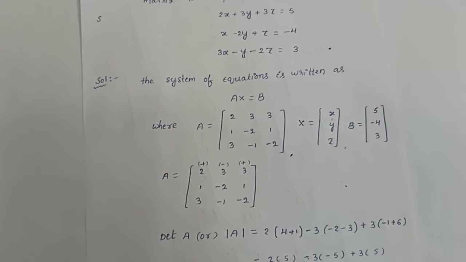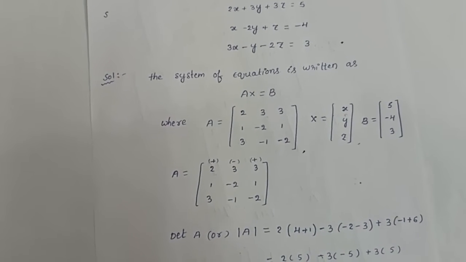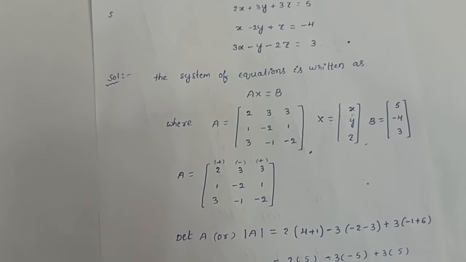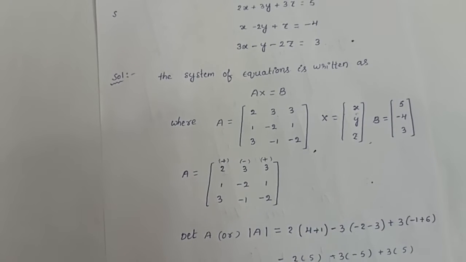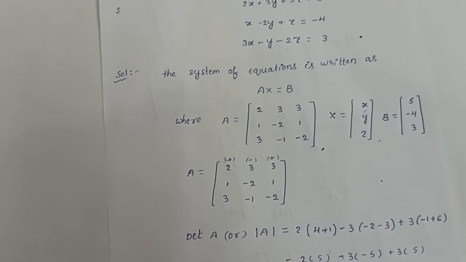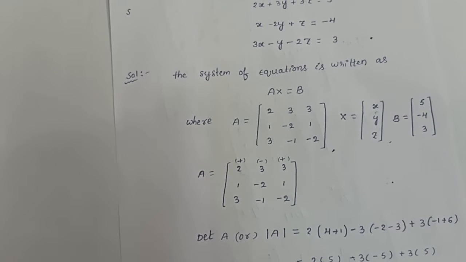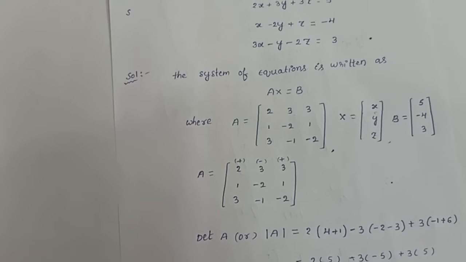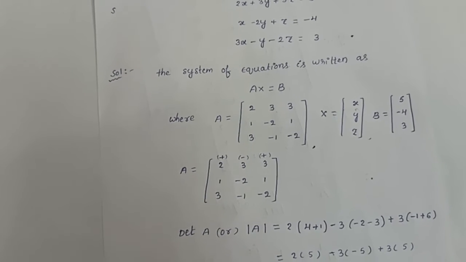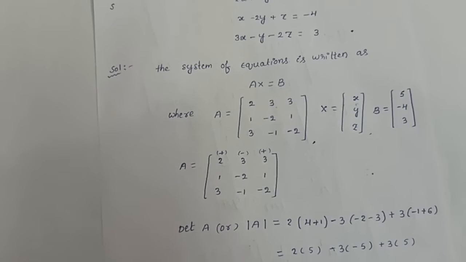Here finding det A. Det A equal to, here plus minus plus. So therefore det A equal to 2 into (minus 2 into minus 2 is 4, minus of 1 into minus 1 is plus 1), and minus 3 into (1 into minus 2, minus of 1 into 3 is minus 3), plus 3 into (1 into minus 1, and minus of minus 2 into 3 is plus 6).